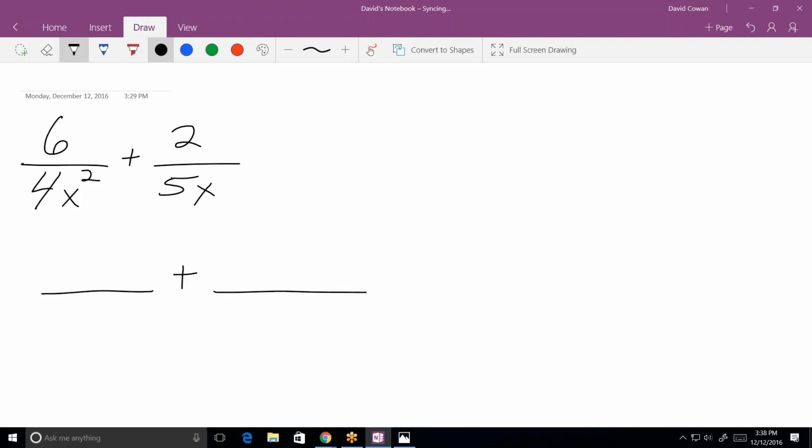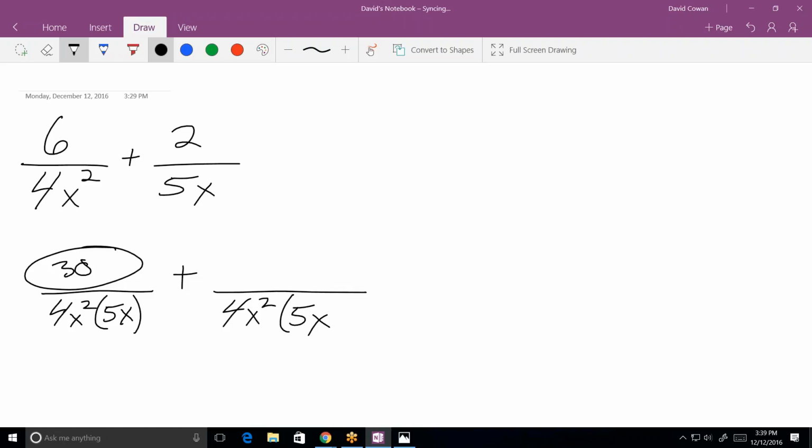4x squared times 5x. Let's just leave it like that. There's not necessarily any need to multiply it out. And in fact, when we leave it like this, it's better because we can check and see if we make a mistake. What goes there? 30x, because it's 5x times 6.